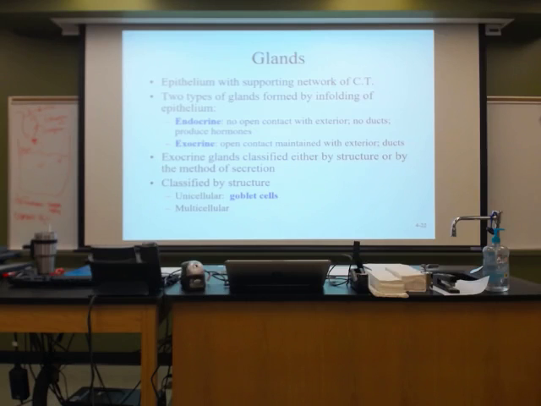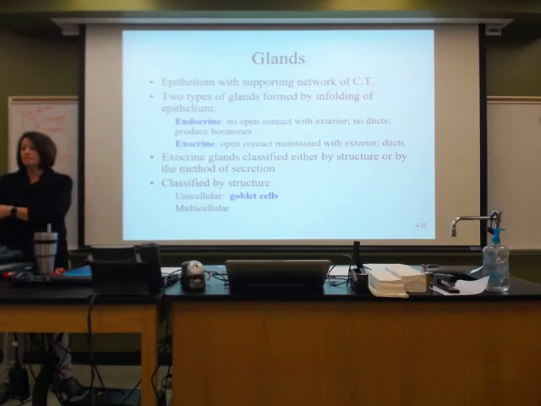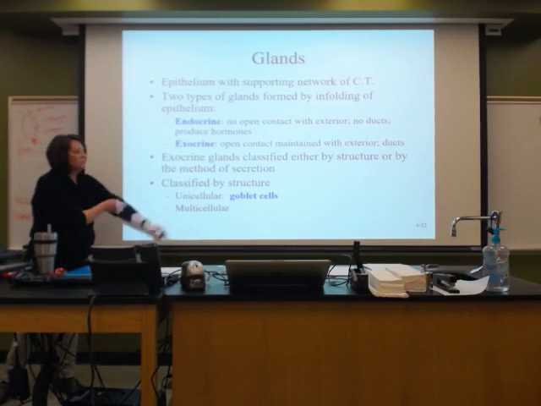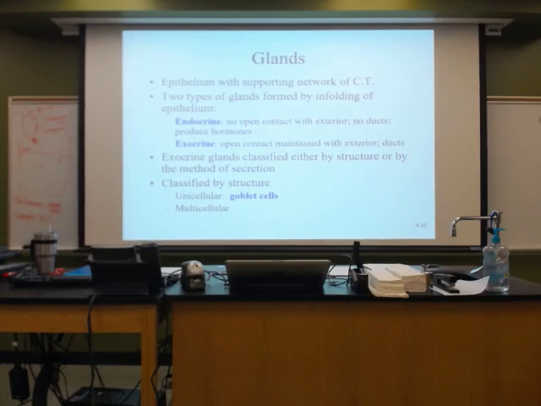Exocrine. There is a duct that leads to the outside of the body. We're going to classify exocrine glands according to what is their structure or what is their method of secretion. What in the world does that mean? A method of secretion? It's really interesting.